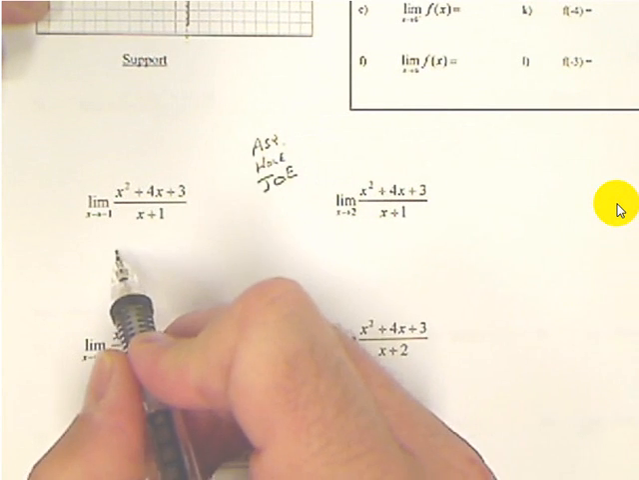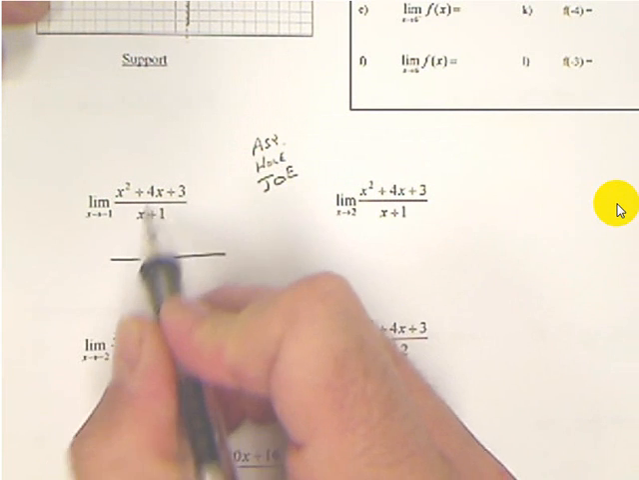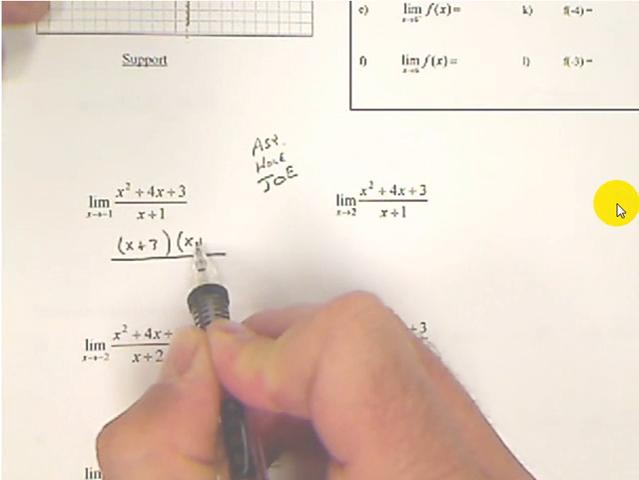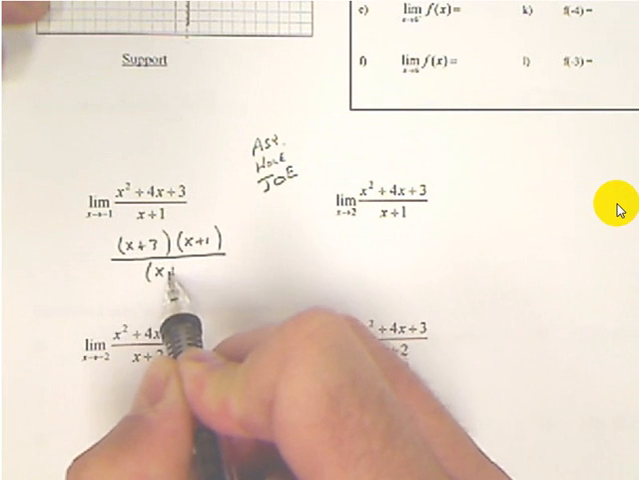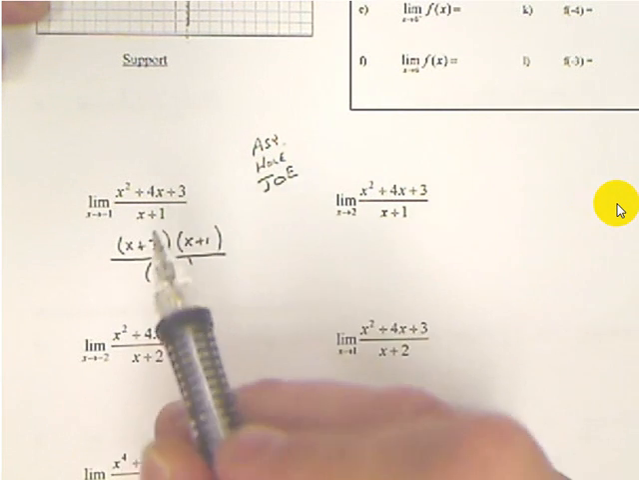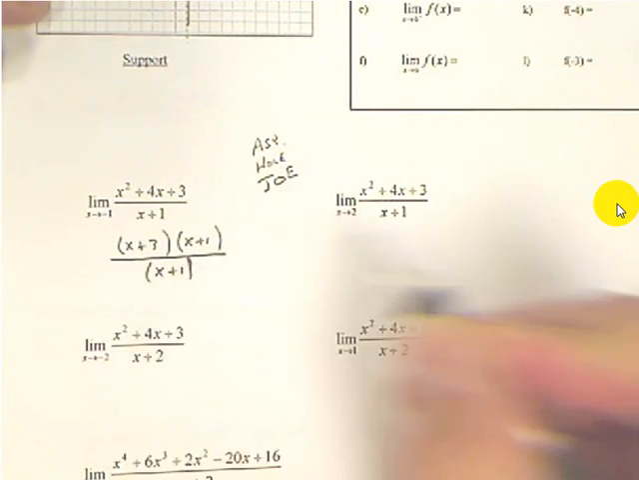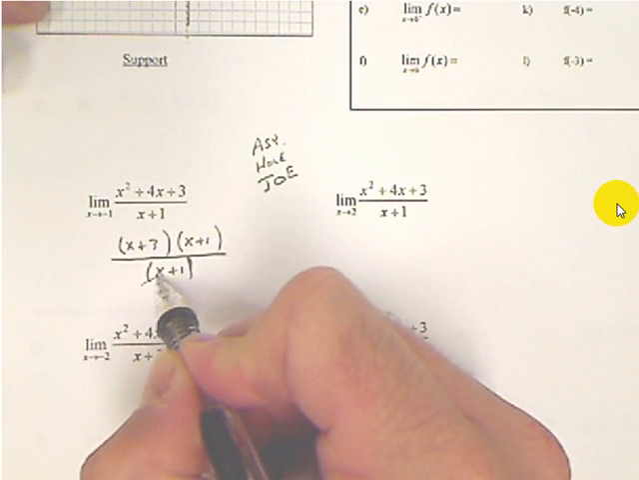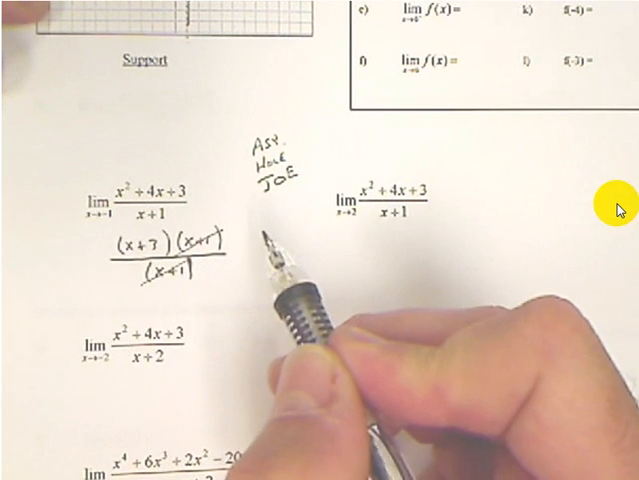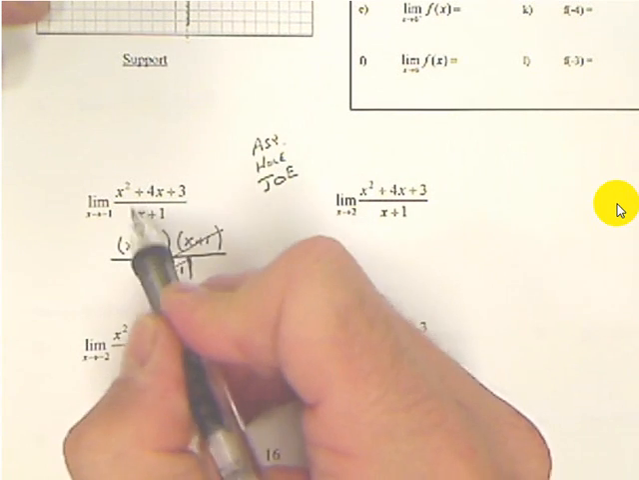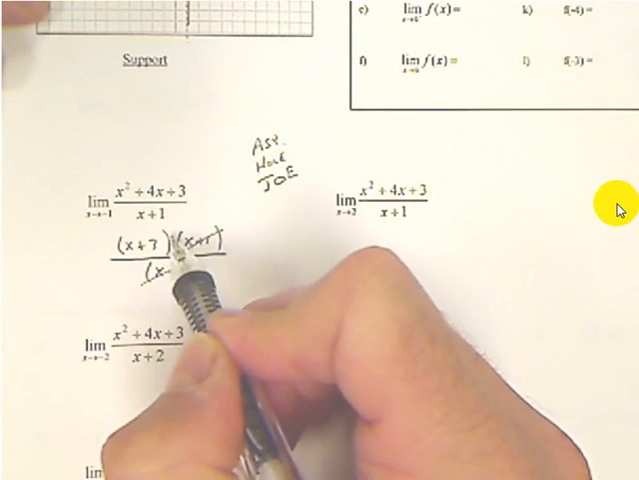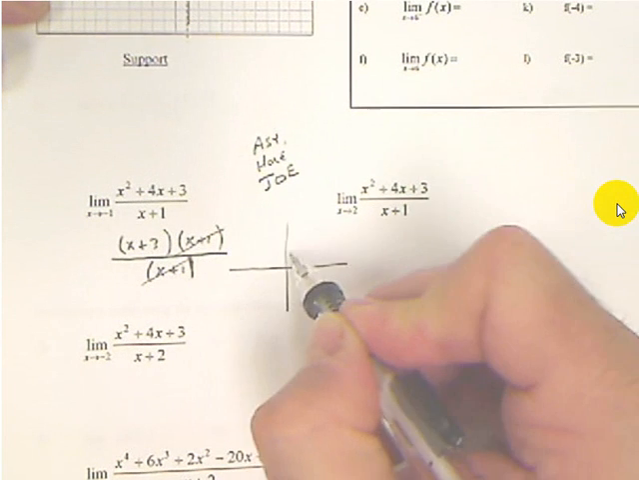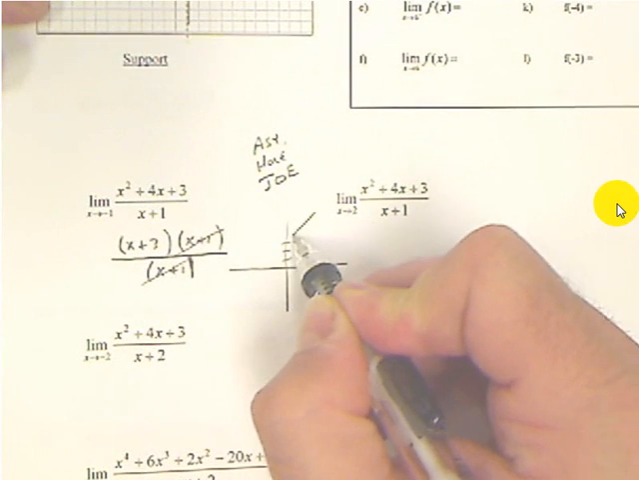If you take a look at this thing though, however, this top factors. It factors to x plus 3 and x plus 1. The bottom is also x plus 1. And now we can see that this right here simplifies with this. If you were to graph this equation right here before you even simplify it, it would end up graphing a straight line that looks something like that.